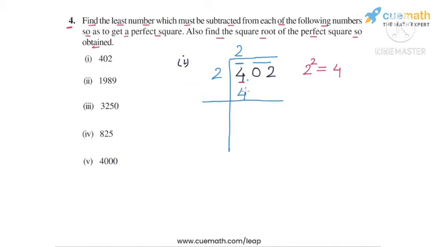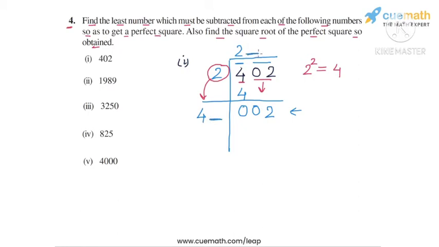Now we subtract 4 and 4 gives us 0, and then we take these two digits 0, 2 and we bring them down, and that gives us 0, 0, 2. So the dividend for the second step is 0, 0, 2, which is simply numerically equal to 2. And what about the divisor? What will be the divisor for the second step? To get the divisor, we take this digit 2 and we double it, and that gives us 4.